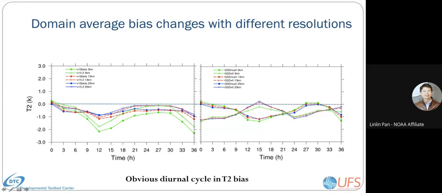When increasing the resolution, the bias of surface T2, 2 meter temperature, becomes more negative. The change of the GSD suite with resolution is small, but it has a stronger diurnal cycle inside.